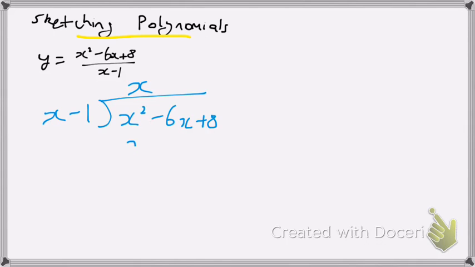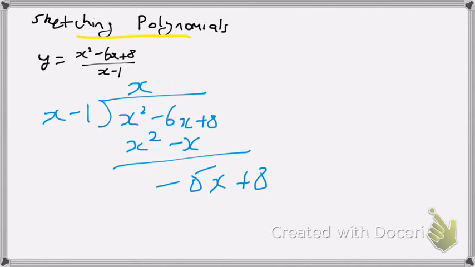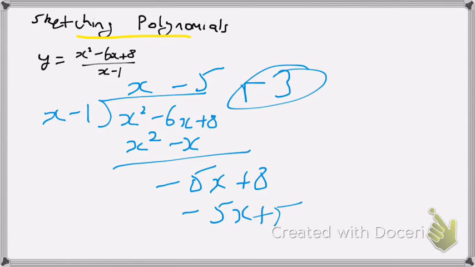So, as I'm going, feel free to do this on your own paper while I go. That's a 5, despite what it might look like. So it's minus 5x plus 5. So it's remainder 3. So what that means is that I can write the polynomial as y equals, again, not a polynomial, but anyway, x minus 5 plus 3 over x minus 1.